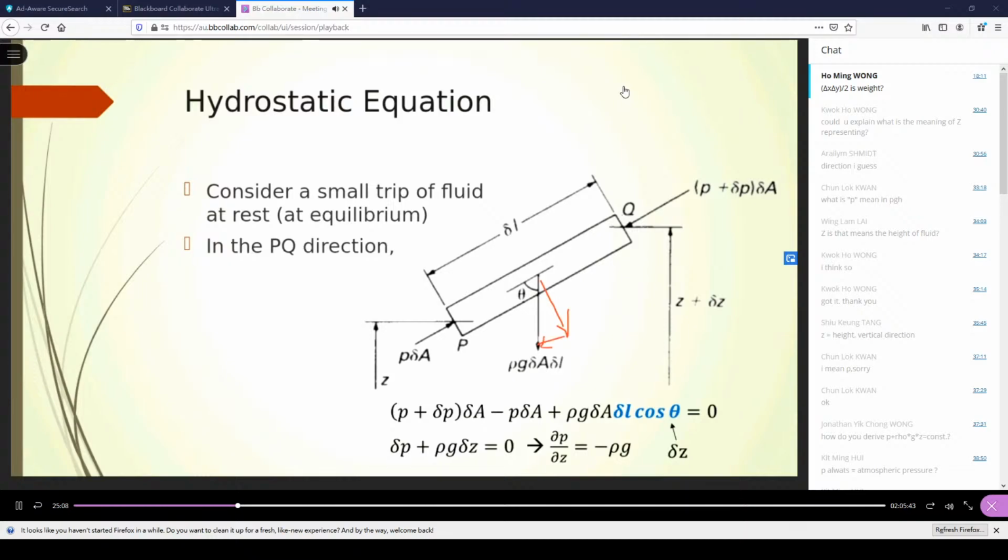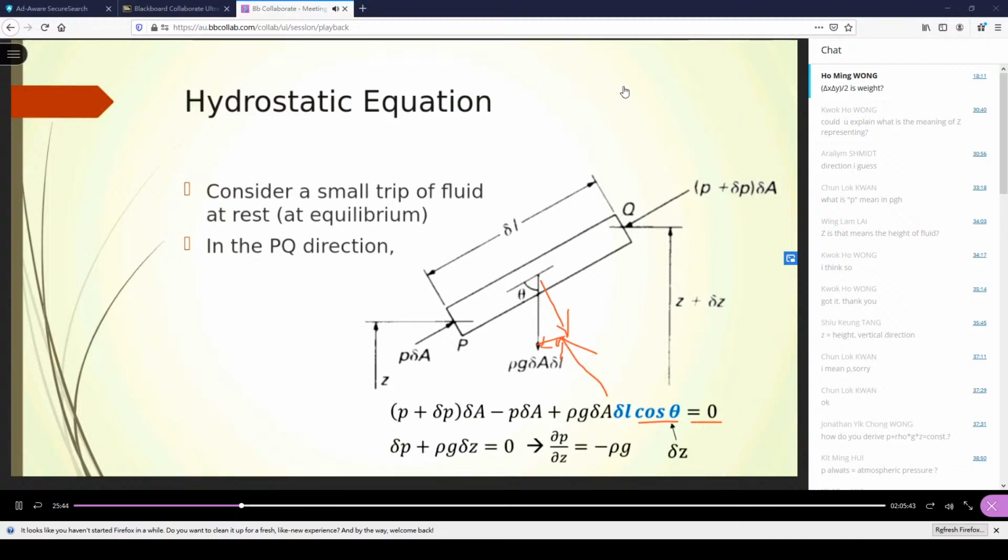This force is this component. So we multiply by cosine beta to resolve the component of the weight acting in the direction PQ. And since the fluid element is not moving, the total force is zero.